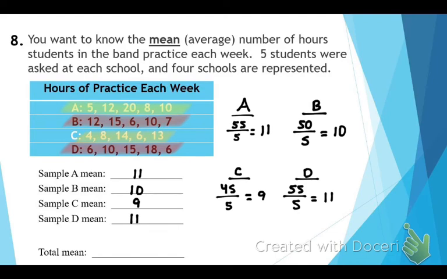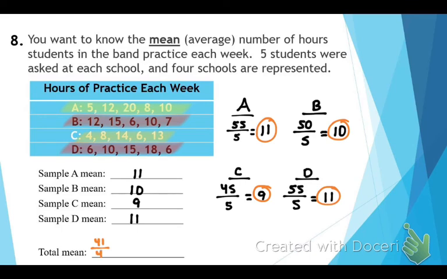Now, I need to have one mean for all of this data. How would I do that? Add up each of them. So I'm going to add 11, 10, 9, and 11 again. When you do that, what do you get? 41. Is that my answer? No. Divide it by? 4. 4, because that information came from 4 different schools.